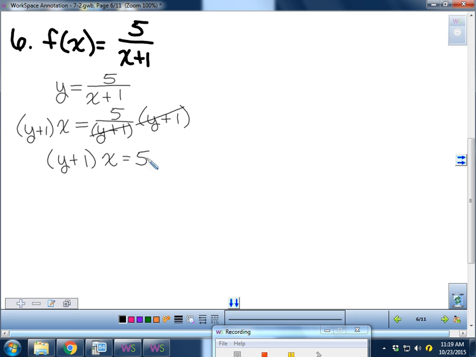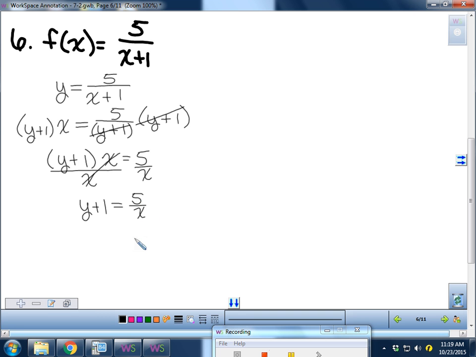Now, most of you are going to want to distribute the x, but if you distribute, then you're going to have 2 x's in your problem, okay? And that's going to be disastrous. So this is x times this, right? So to get rid of the x, I'm going to divide by it. So I have 5 divided by x. My x's cancel. So I have y plus 1 equals 5 over x.